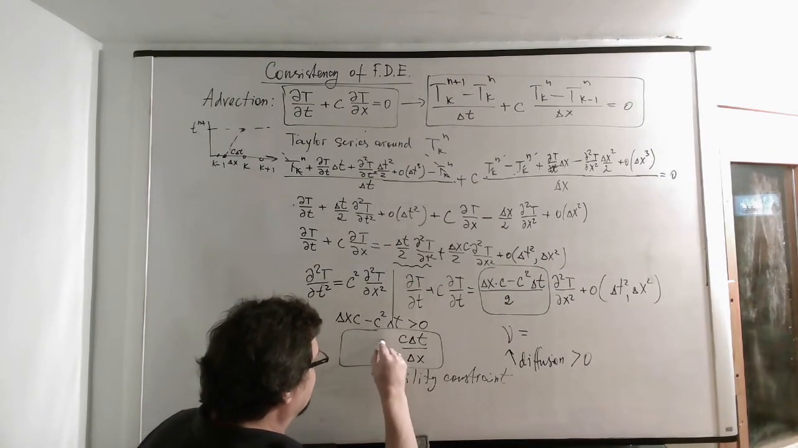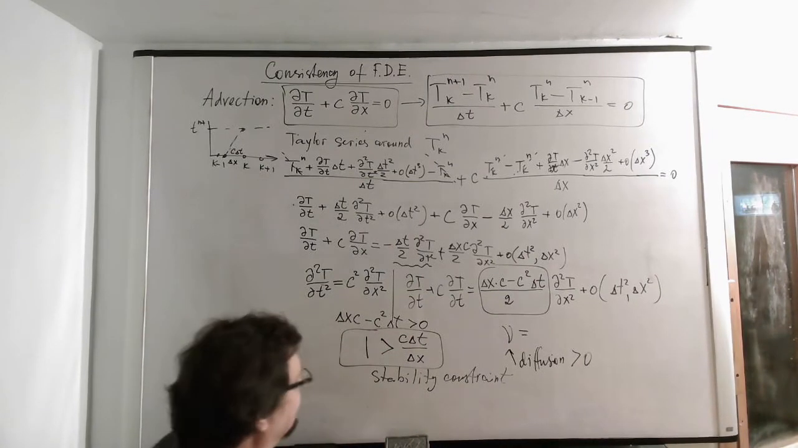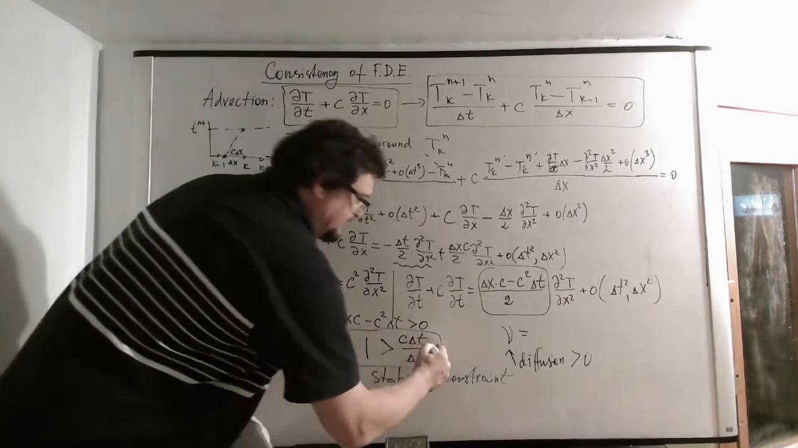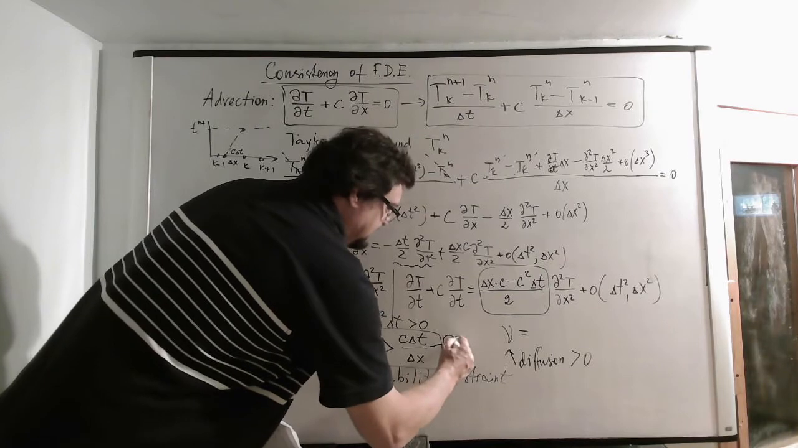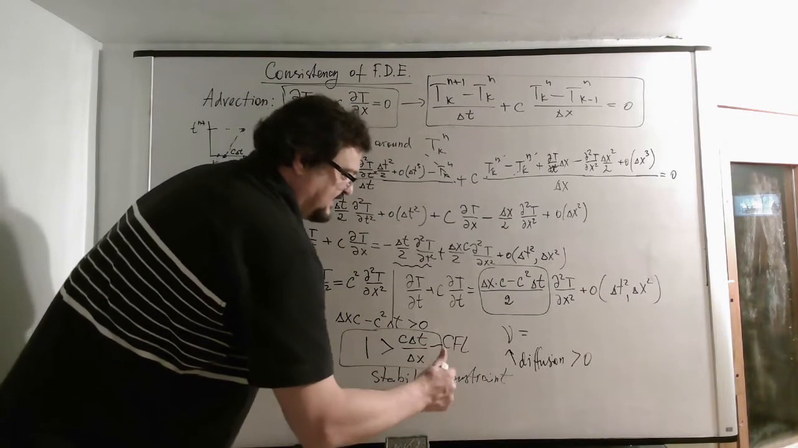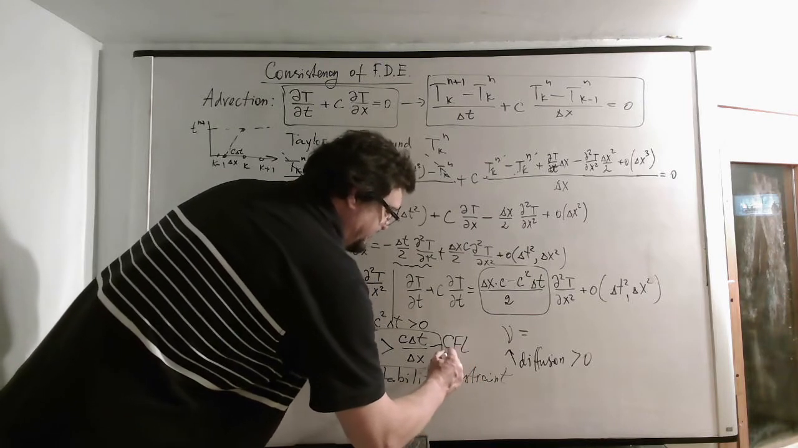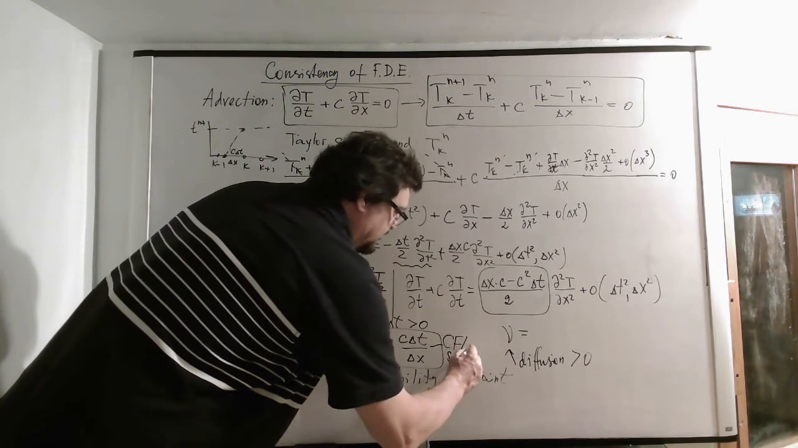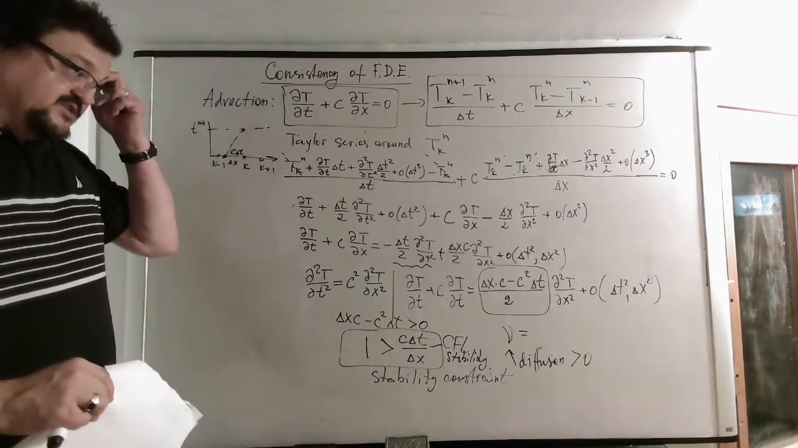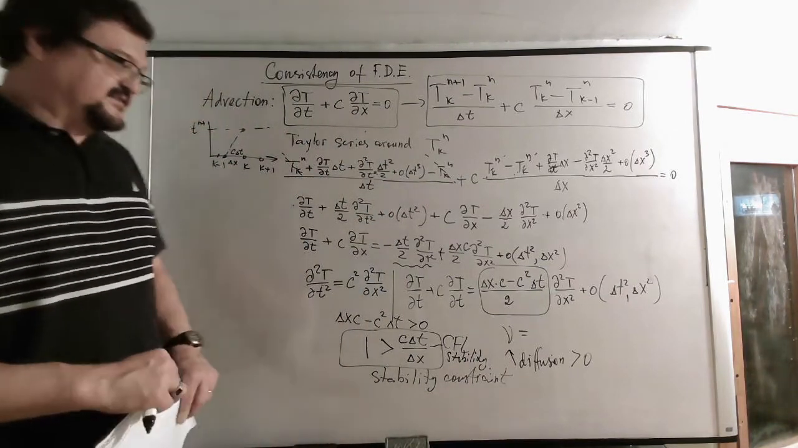It should be like that. So this guy should be smaller than 1. And this is called CFL, the Courant-Friedrichs-Lewy stability criterion. We will talk about stability in much more detail in some future lecture. So this one is just considered an introduction.